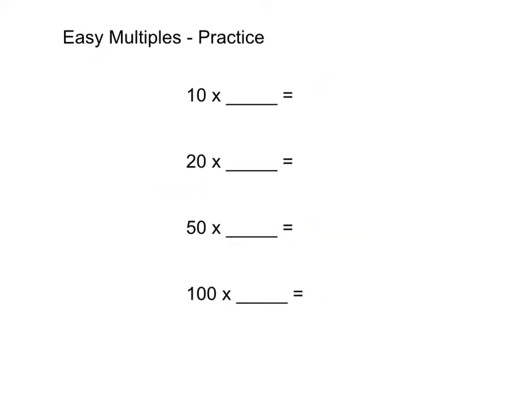Let's practice those easy multiples one more time. This time, we're going to do 10 times 8. Remember, it's 1 times 8, which is 8, and bring over the 0. 20 times 8. See if you can write it down first. So I multiplied 2 times 8, and I got 16, and bring over the 0.